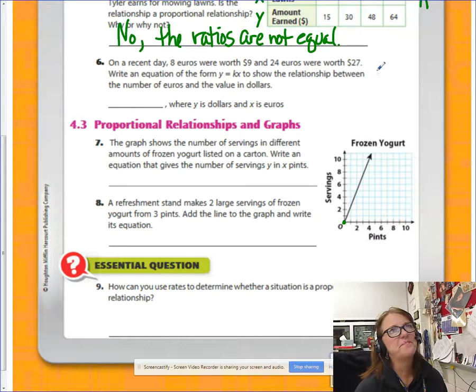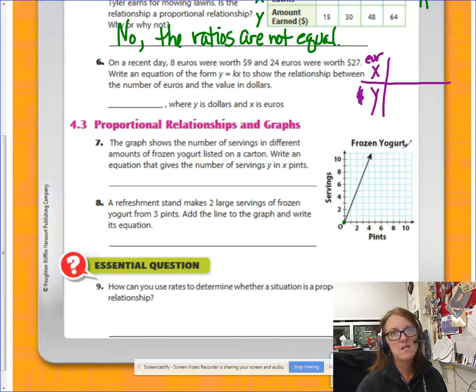So here's the deal. I'm going to make a table first because I think if we see it this way, it makes more sense. The x is the euros and y is the United States dollars. 8 euros, $9. 24 euros, $27. Now, if I can come up with this relationship, that means it's proportional. They're assuming that it is. So you need to make this fraction about converting dollars to euros. So $9 over 8 euros.